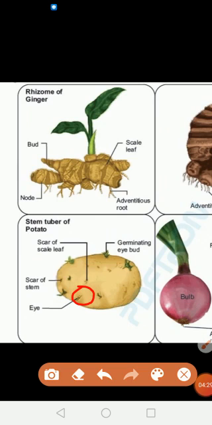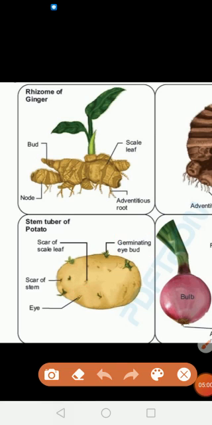Each bud then develops into a shoot and grows upward. There are buds present, like this is a germinating bud. This will form the shoot, and from this a new plant will form, and from the lower part roots will form. And there are plants like potatoes and yams, they reproduce by tubers.